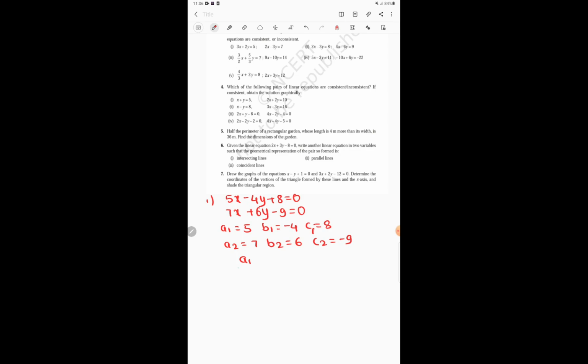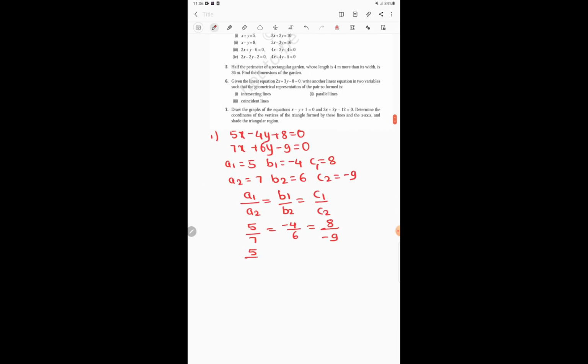So we have to compare the ratios A1 upon A2, B1 upon B2, C1 upon C2. A1 upon A2 is 5 by 7. B1 upon B2 is minus 4 by 6, which is minus 2 by 3. C1 upon C2 is 8 by minus 9. First you have to compare the first and second ratio, then go to the third ratio.